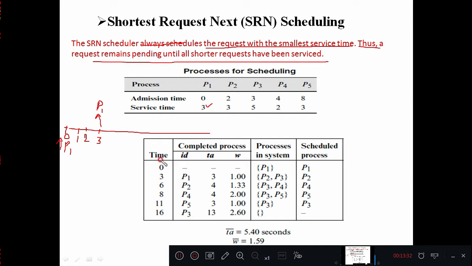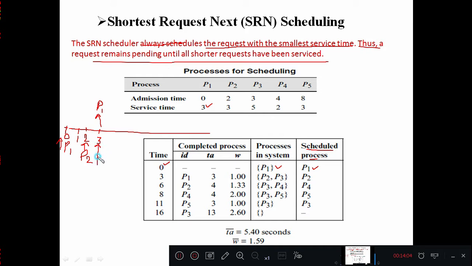Okay, so see, at time t 0, there is no completed process, so put a dash here. For processes in the system, only P1 is there in the system, and the same process P1 is scheduled, right? So under scheduled process, P1 is scheduled, right? So next, P2 is entering at 2, right? And P3 is entering at 3, right?